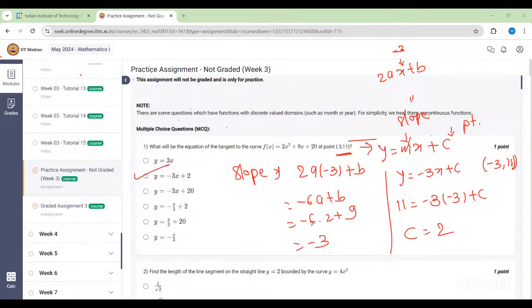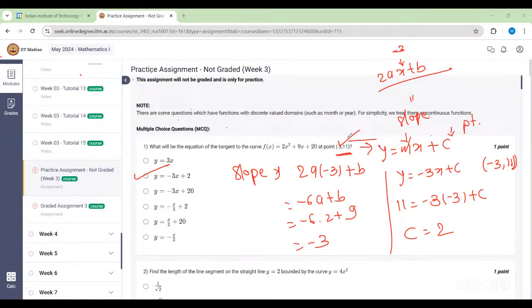Is that okay? Any doubt? Yes, ma'am. Why did you use 2ax plus b? Because we know that the slope of a tangent for a quadratic function is given by the expression 2ax plus b at a point x. So here x is given to be minus 3, that's why.